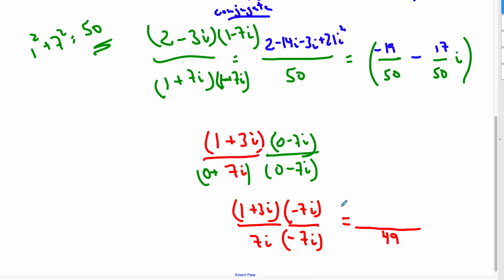So 1 times negative 7 is negative 7i. 3 times negative 7 is negative 21i squared, which means this becomes a positive 21 over 49, real number portion first, and then minus 7i over 49, or 7 over 49i. And that, as they say, is that.